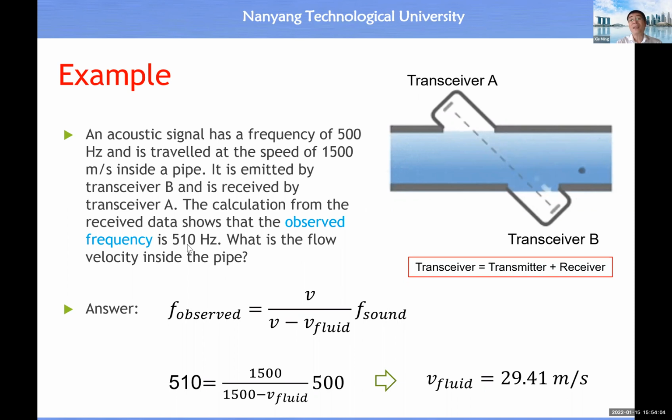Then we do Fourier transform. Now we show you the result. After Fourier transform, we discover the frequency is 510 Hertz. Now we want to know what is the fluid velocity. All right, so then we apply this formula, right? So in this case, the observed frequency is equal to V divided by V minus the fluid velocity, right? Then times the original frequency. So you put in the value. So actually you should be able to get this answer. All right.